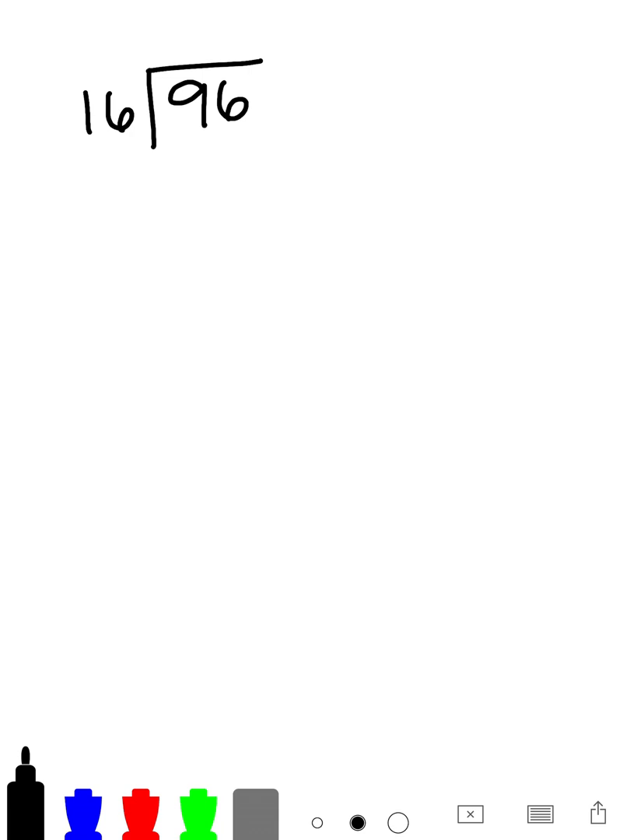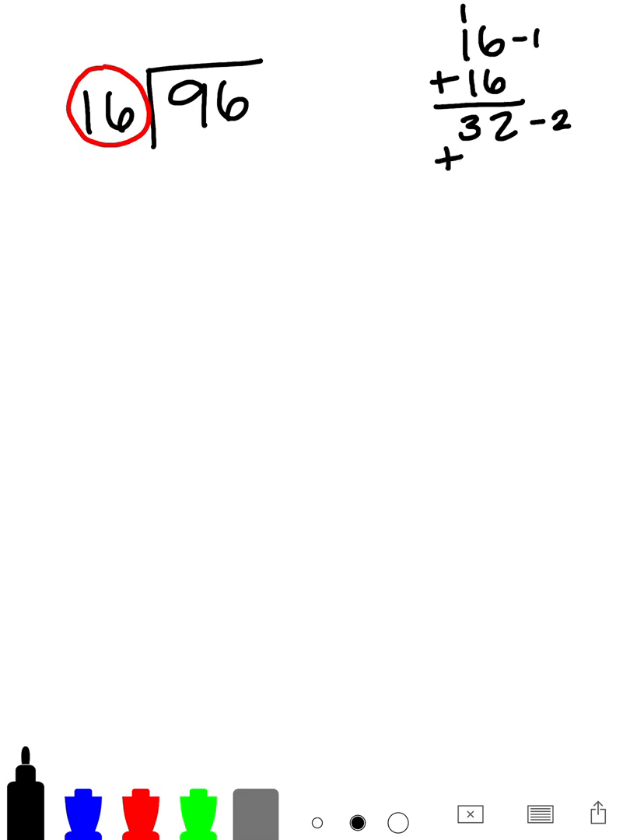Now since this number out here is 2 digits, we're going to create a running total. So I have 16 plus 16, which is 32. So that tells me that 16 times 2 is 32. 16 times 1 is just itself. We're going to add 16, which gives me 48. So that tells me that 16 times 3 is 48. I'm going to add 16.